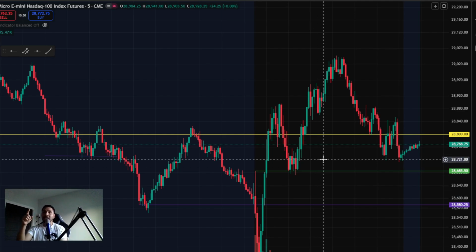So first, daily candle, support and resistance on the daily chart. Second, intraday's 15-minute opening range. I marked those out.